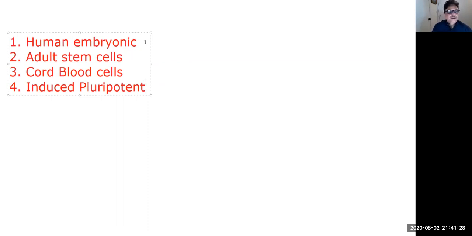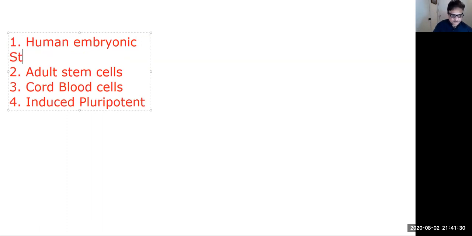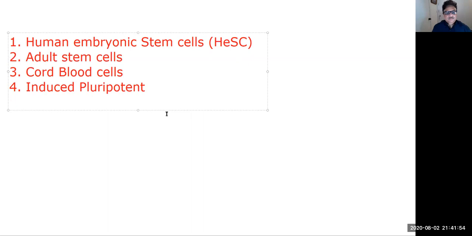So human embryonic stem cells, which are otherwise called HESC cells, have been controversial because to develop human embryonic stem cells, you have to deal with a human embryo, and there is a lot of debate going on. So what are human embryonic stem cells?